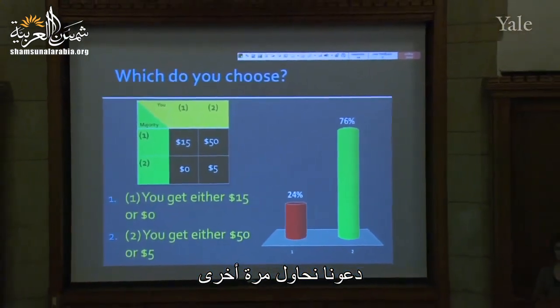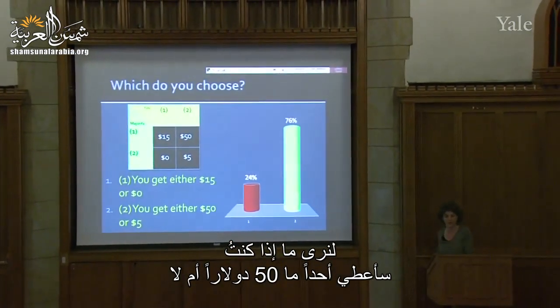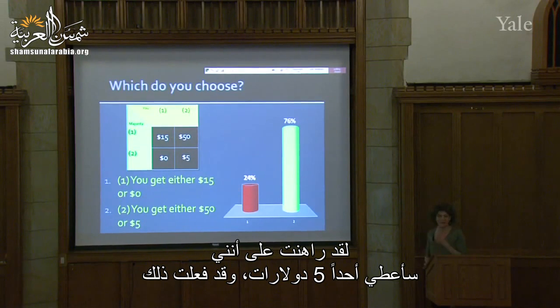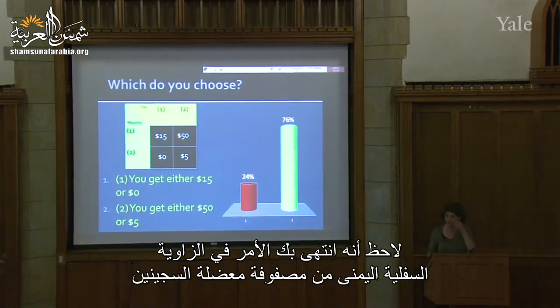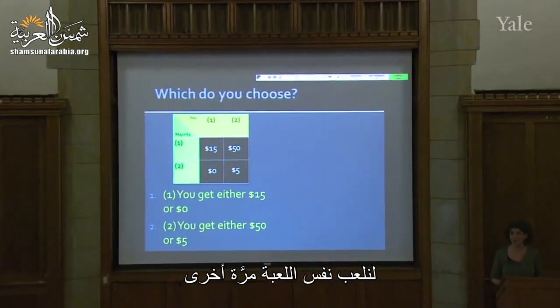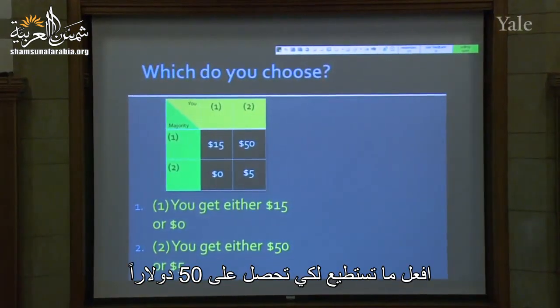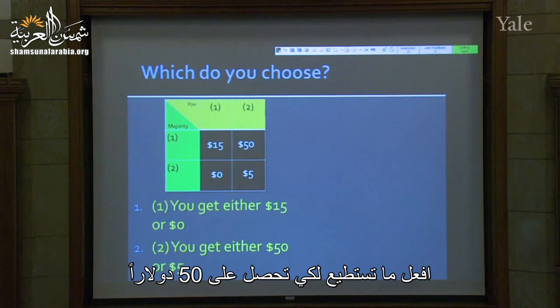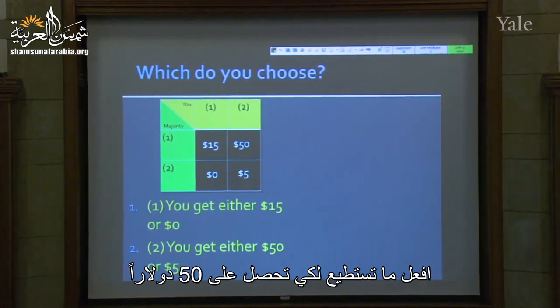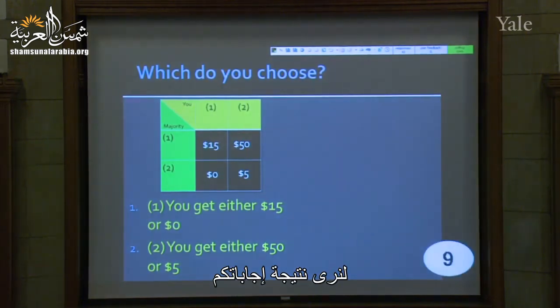Let's try it again. Let's see whether I am going to have to pay my $50, okay? I was betting that I would have to give five, and I did. Notice, you guys, you ended up in the bottom right-hand corner of the prisoner's dilemma, okay? Let's try it again. Same game. I'm really risking, right? Go ahead, do what you can. Try to get your 50 bucks. Give it your best shot. All right, 49 of you, let me start the timer, and let's see how the numbers come out.